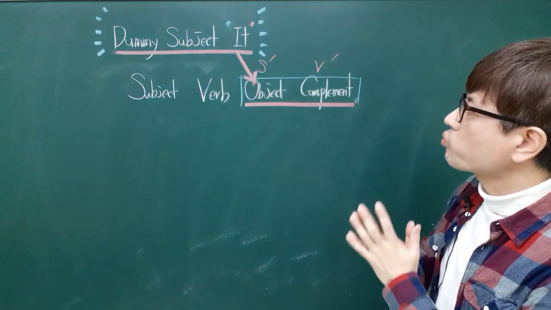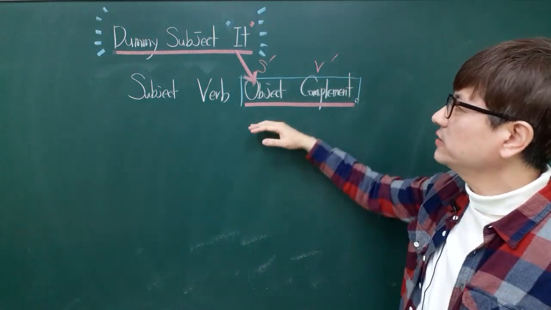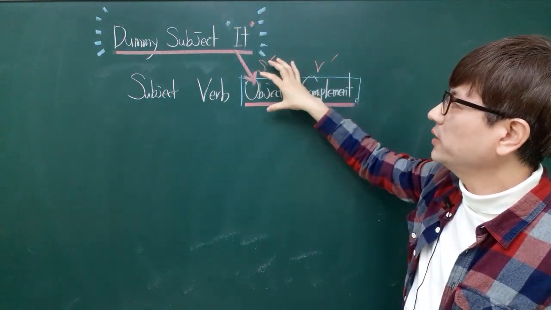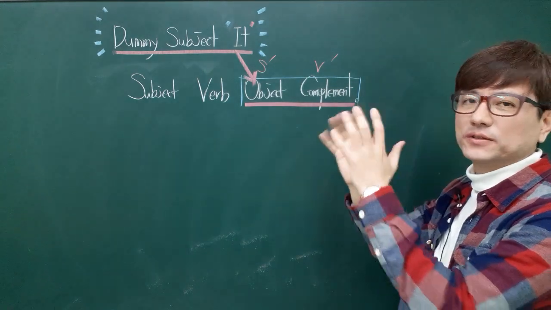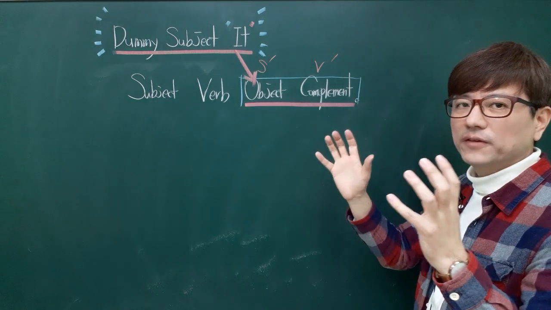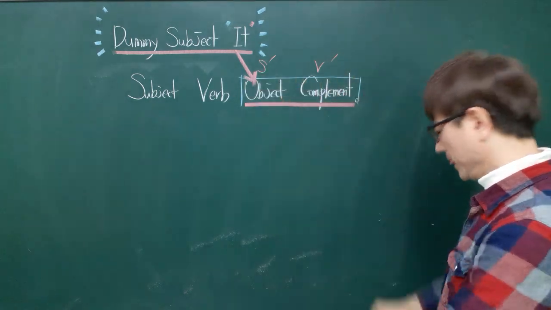But among these things, there are some cases where you must use a dummy subject it in the place of an object. So let me explain this. This is really important. This is the most important thing for today's class. So listen carefully and you have to memorize this sentence pattern.